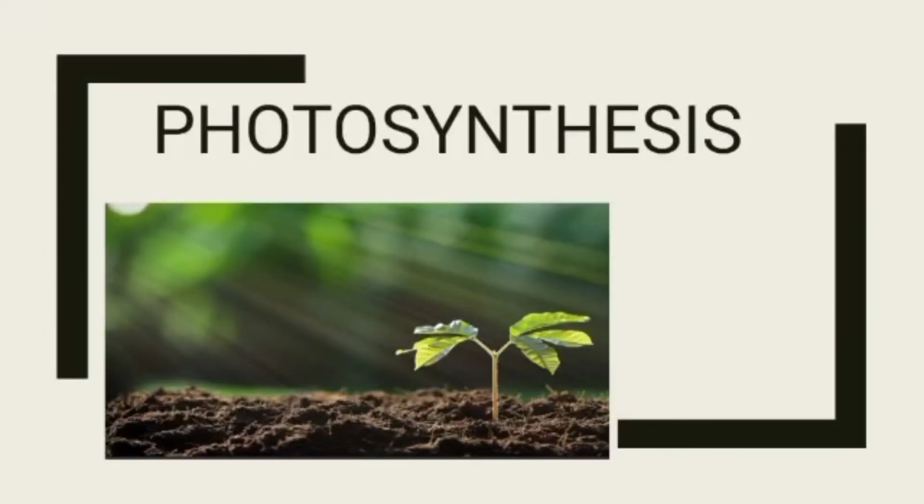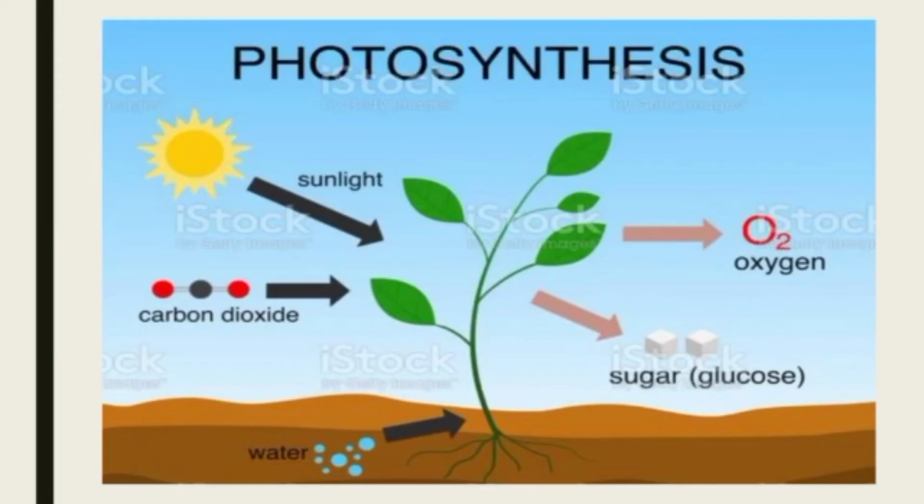Photosynthesis. Photosynthesis is a chemical process in which carbon dioxide combines with water in the presence of sunlight to form carbohydrates and oxygen. Carbon dioxide enters into the plant through stomata, while water is absorbed by means of roots and it reaches the leaf by means of xylem.